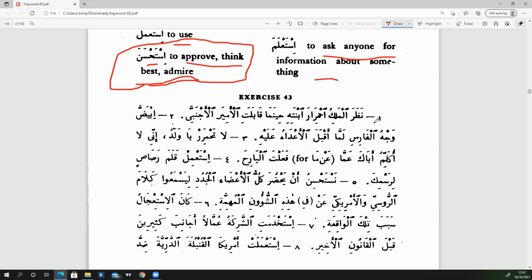Question 1: نظر الملك إحمرار ابنته حينما قابلت الأميرة الأجنبية. Nadara al-malik, ihmirar. The king looked at his red daughter when... No, ihmirar. What is ihmirar? It's the verbal noun.